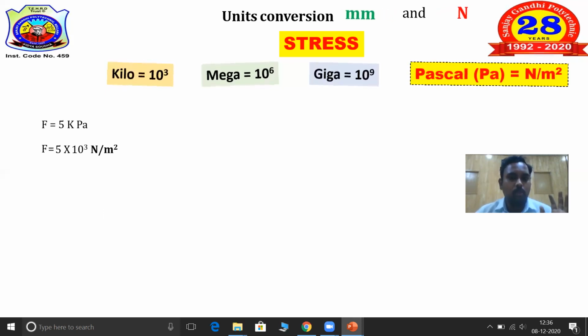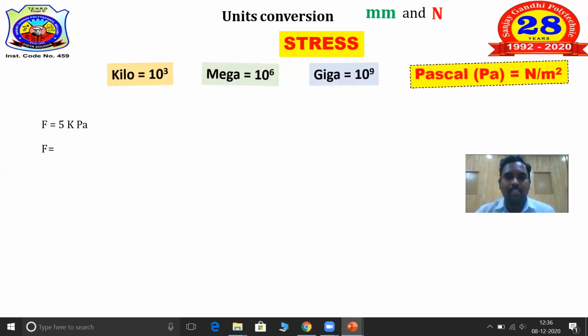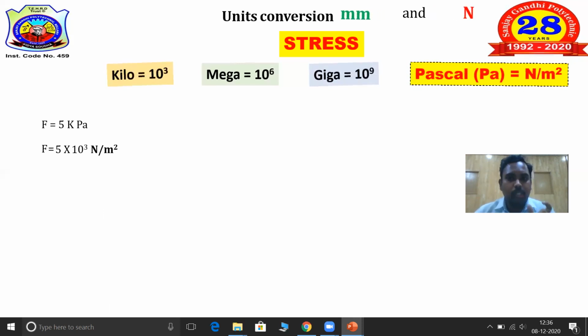Students, is it clear? It's very simple. So I'll explain once again. I'll write F as it is, equal as it is, put 5 as it is. In between 5 and kilo, there is nothing, so put a multiplication symbol. In place of kilo, I'll write 10 power 3. Pascal is nothing but Newton per meter square, so I'll write Newton per meter square. Students, once you carefully observe the second step, there is meter square, but I require it in terms of mm. So again, there is a need for a conversion, so I'll go for unit conversion.